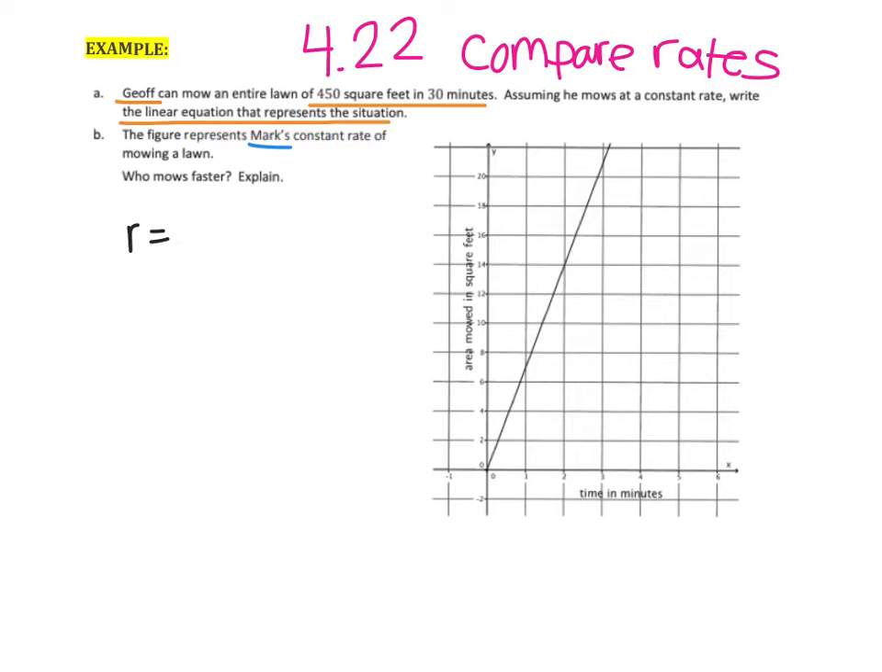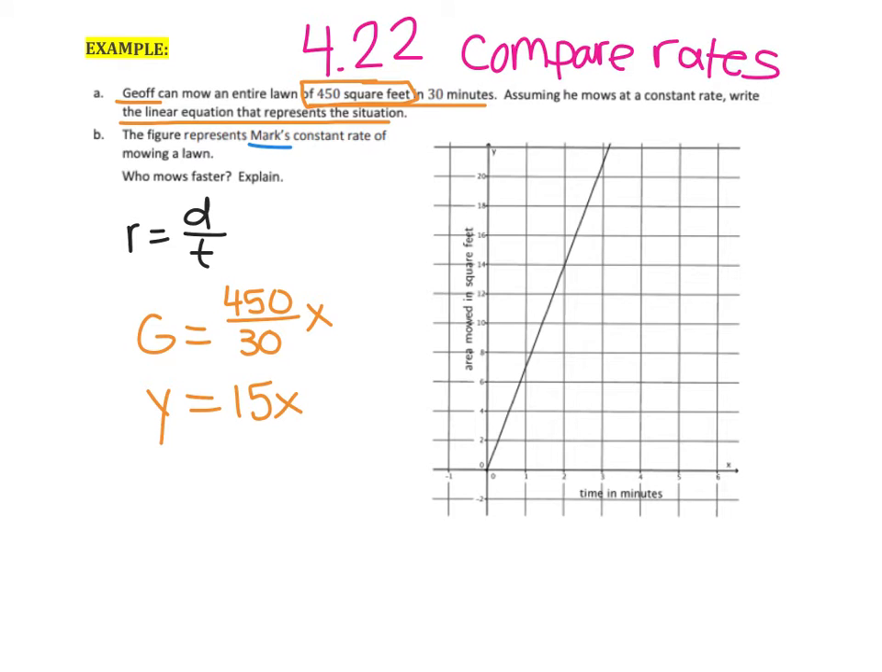So we know that rate is distance over time, right? So for Jeff, his rate is 450, his distance, square feet, per 30 minutes. There's not going to be an initial value because he hasn't started mowing. If he doesn't spend any time, there's not going to be lawn already mowed. So this would be his equation. We can simplify it down. 450 divided by 30 is 15. So there's Jeff's equation.